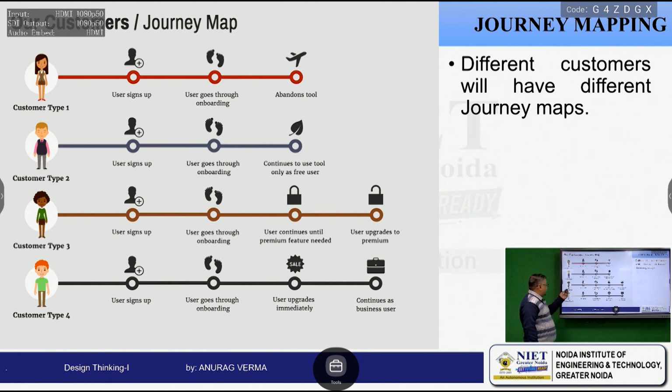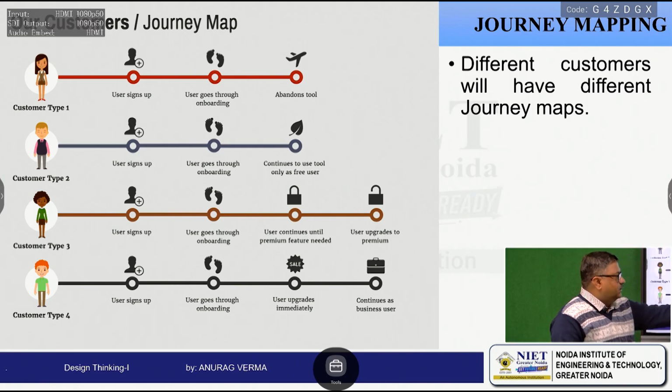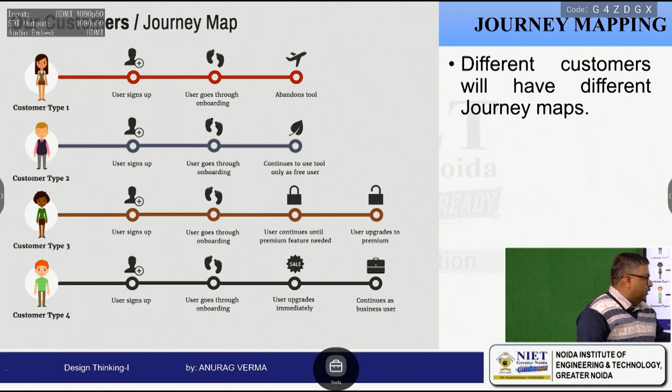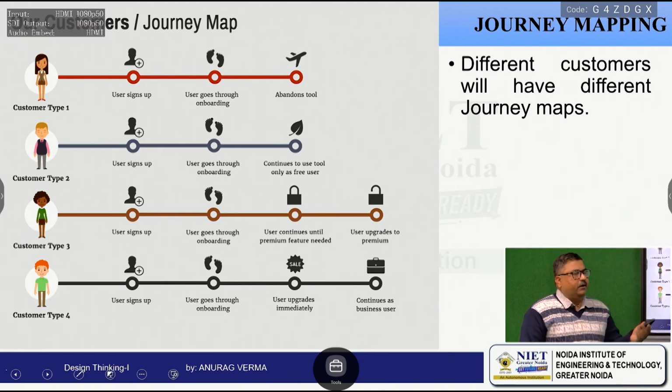The third customer signs up on the website, does the onboarding and continues until a premium feature is required, and then upgrades to the premium feature. Now the fourth customer signs up on the website, does the whole onboarding process, upgrades immediately when he finds there is a sale, and then continues as a business user. So the important point here is that different customers have different needs and their journey with the product will also be different.